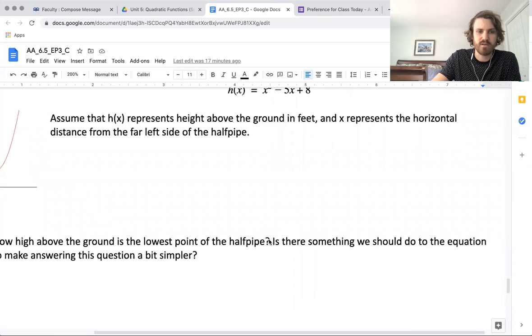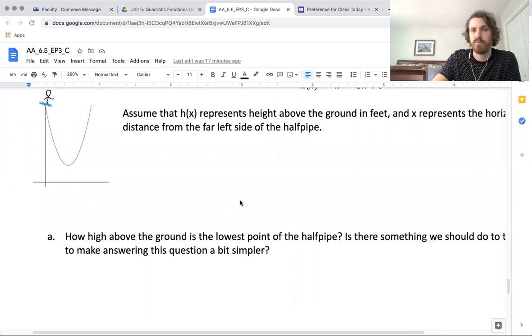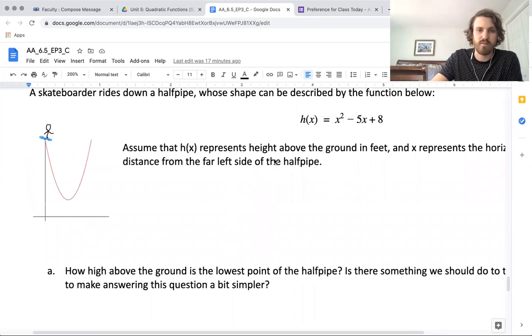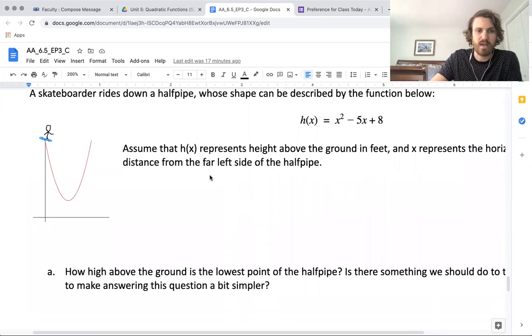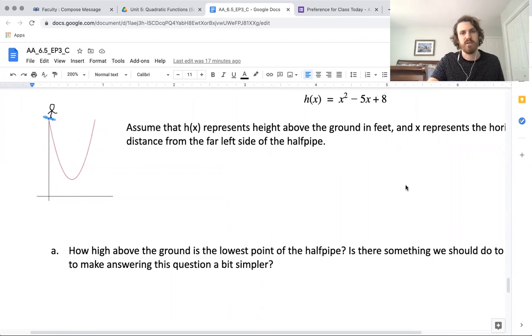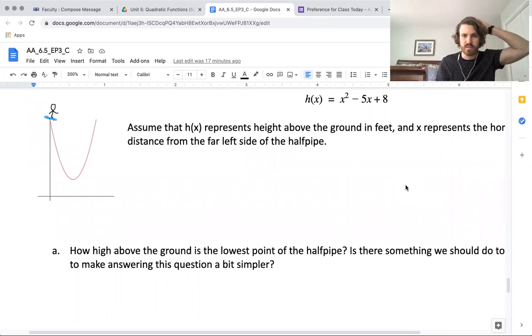Is there something we should do to the equation to make answering this question a bit simpler? Well, if that isn't a leading question, I don't know what is. But yes, I think the answer is yes. We want to find the vertex. So how about we put this in vertex form? So let's do that. I'm going to do that right here.